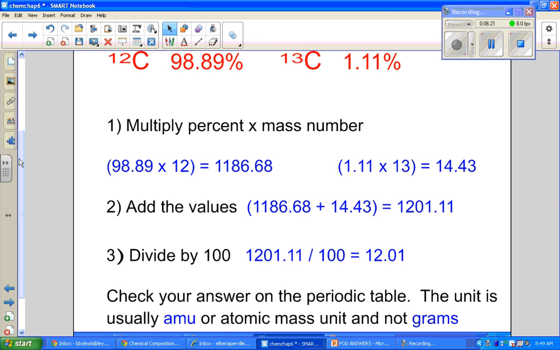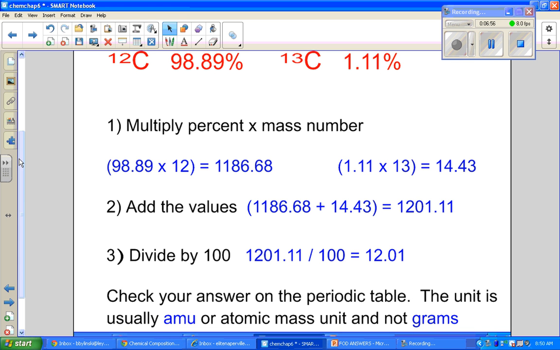So if you look at step 1, you will take 12 times 98.89. Then you will take the 13 and times it by the 1.11. So you're taking the different mass numbers and multiplying them by the percents. Step 2, you will add those two values to come up with 1201.11. And then since this is a percent, you're going to divide it by 100. And you can check your answer on the periodic table. If you look up carbon, its mass number is 12.01.